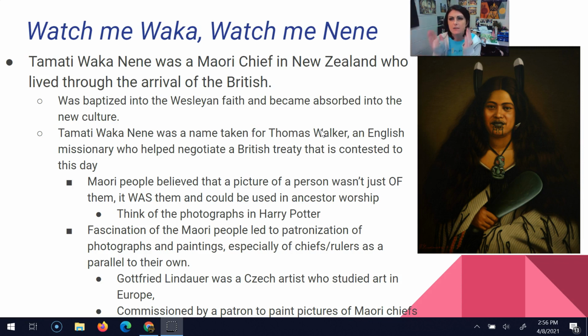It was very, very backwards. So instead of the Europeans wanting to see the Oceanic people in European dress, they wanted to see them as they actually were. And on the other side of it, you have the people of Oceania who wanted to have their portraits done in European clothing, right? Now, these portraits are extremely important because in Oceania, Maori people believed that a picture of a person just wasn't of them, it was them.